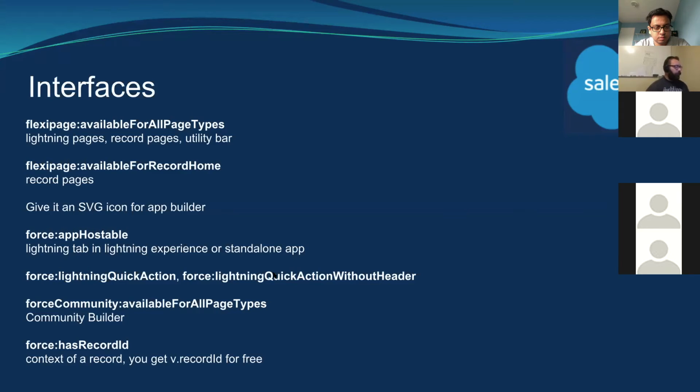And then these, if you're doing a quick action, with or without header, and if you're going to put it in a community and you want it to be available in Community Builder, it's a different namespace. It's Force Community, available for all page types. So just think about both aspects of interfaces.